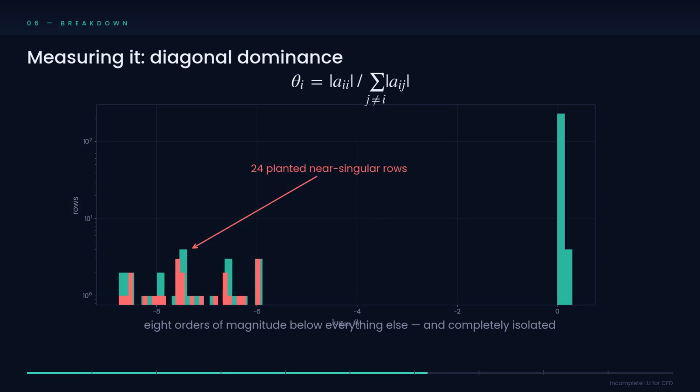We can see this directly. For each row, take the absolute value of the diagonal entry and divide it by the sum of the absolute values of everything else in that row. Call it theta. A well-behaved row has theta around 1 or more. Here's that measure on a matrix where I planted 24 near singular rows, and there they are, 8 orders of magnitude below everything else, utterly isolated.